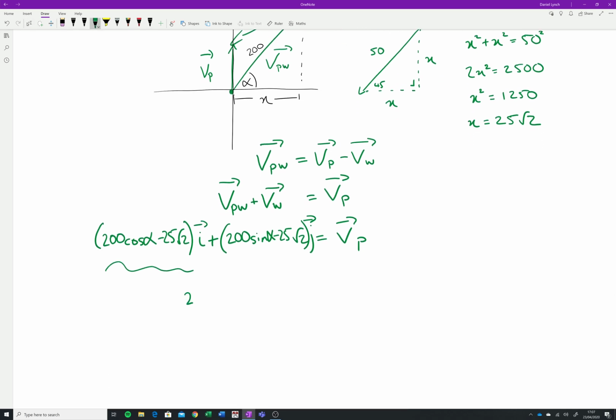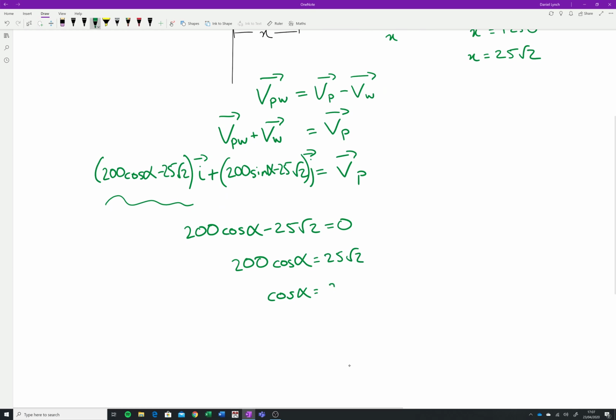Okay, so it turns out that we can say that 200 cos alpha minus 25 root 2 is equal to 0. So we have 200 cos alpha is equal to 25 root 2, and cos alpha is equal to 25 root 2 over 200. So that's cos alpha, which divides to root 2 over 8. Now, what was the actual question? The question was, what is its speed?